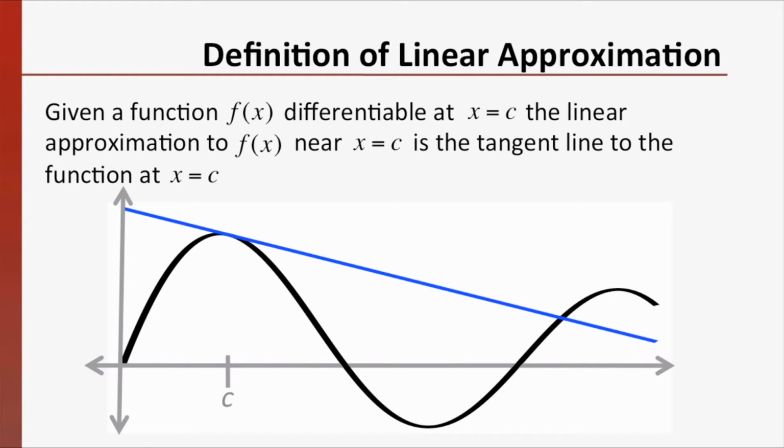Given a function f of x which is differentiable at the point C, we define the linear approximation to be the tangent line to the function at C. This is the line whose slope equals f prime of C, the derivative of f at C.